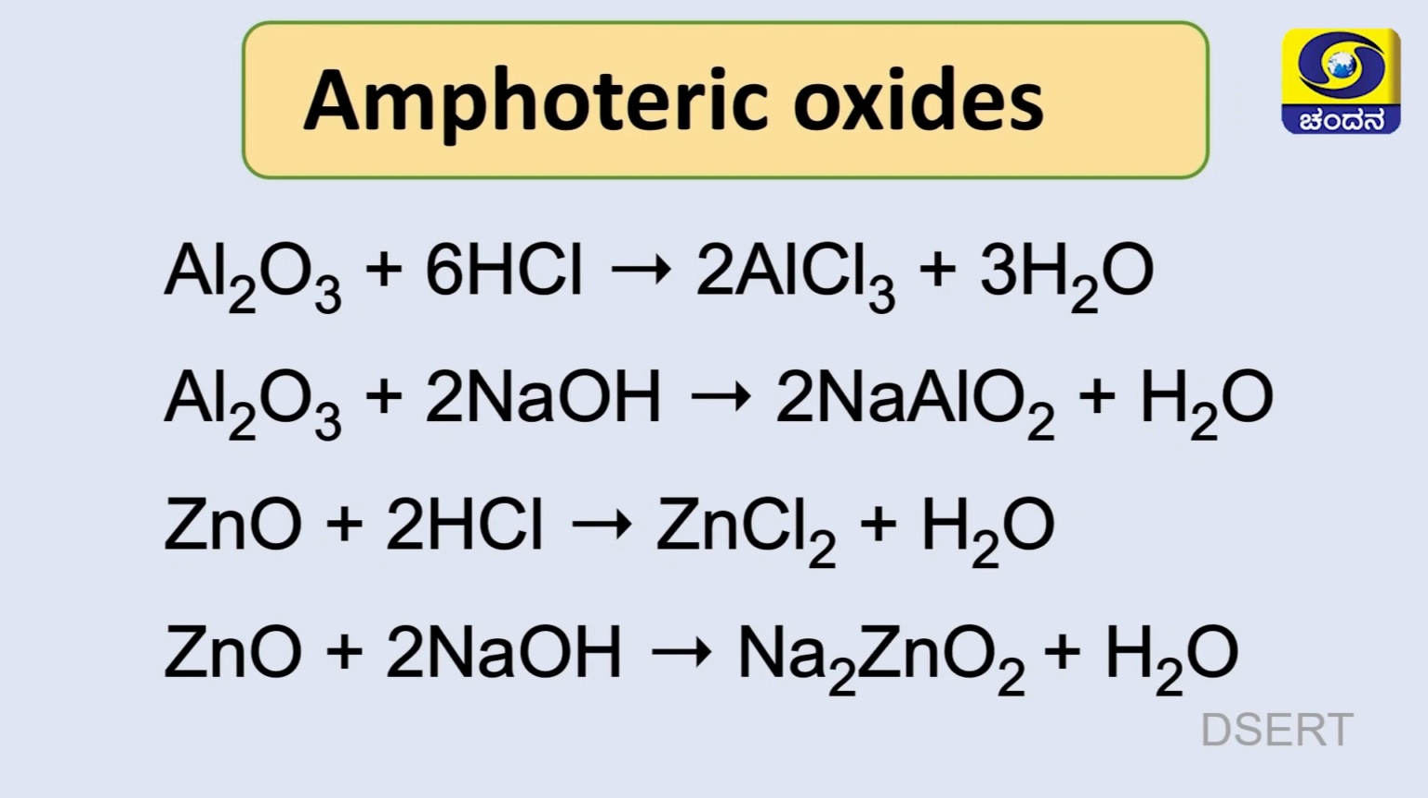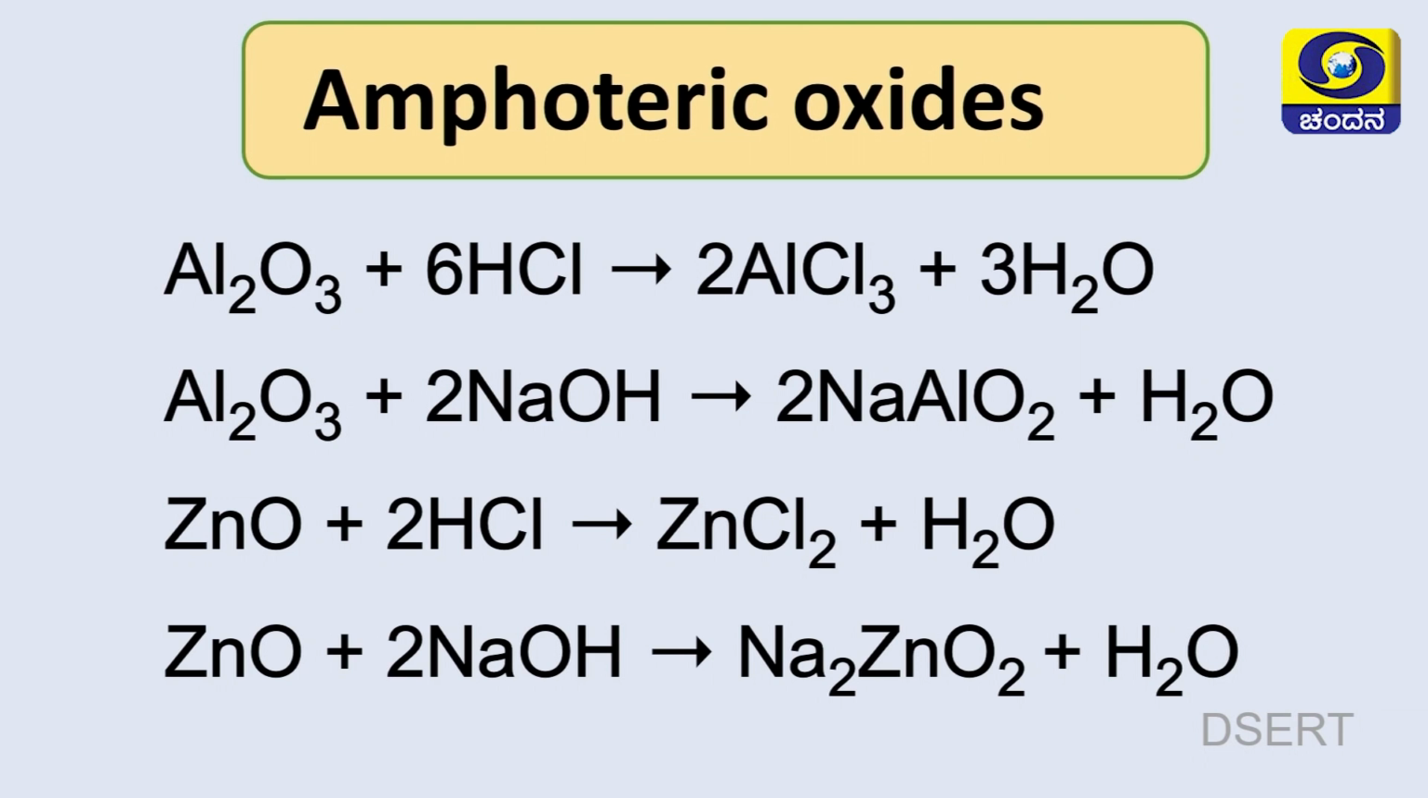Now, what is the importance of this? So, as you can see, hydrochloric acid is an acid and sodium hydroxide is a base. Both aluminium oxide and zinc oxide are reacting with both acid and base, and the product formed is a salt and water. So, these oxides have properties of both acids and bases.